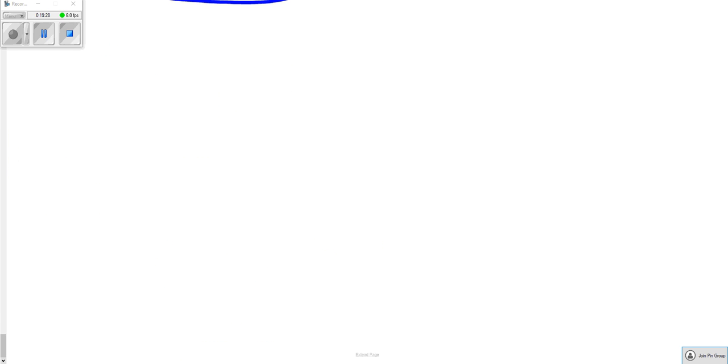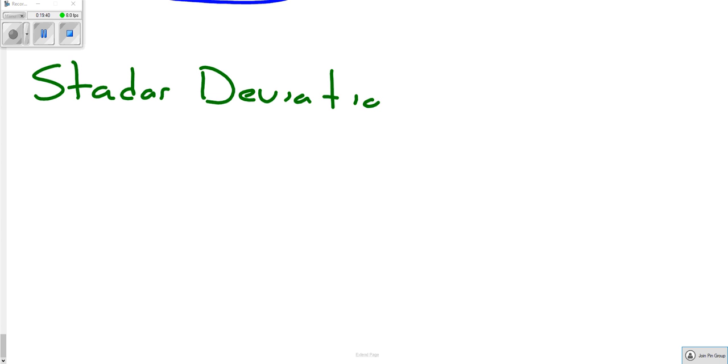Okay, 5.3, standard deviation. I use this symbol for standard deviation, sigma. So your standard deviation, remember, is how far away on average your data is from your mean. Now, standard deviation has one heck of a formula that you will be given on the test. All right.